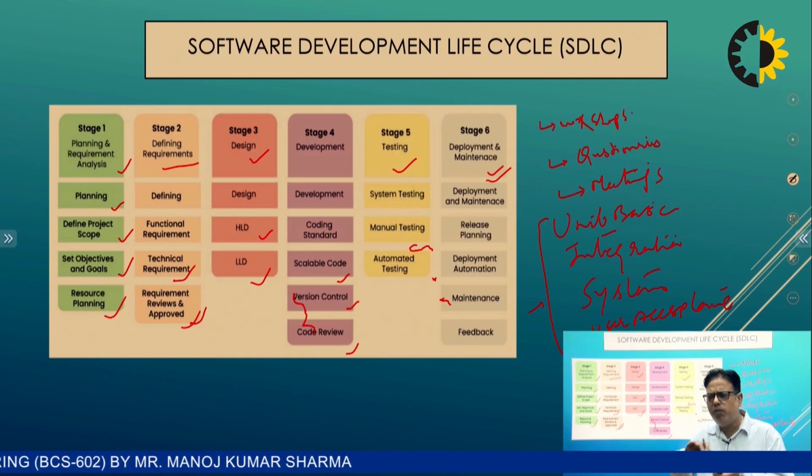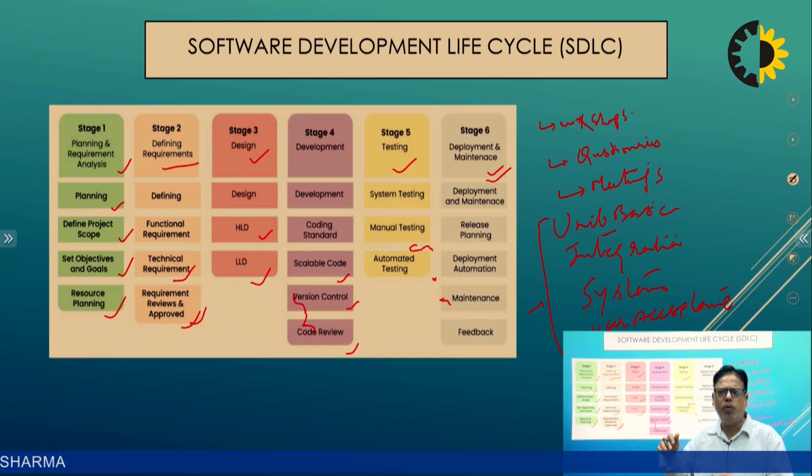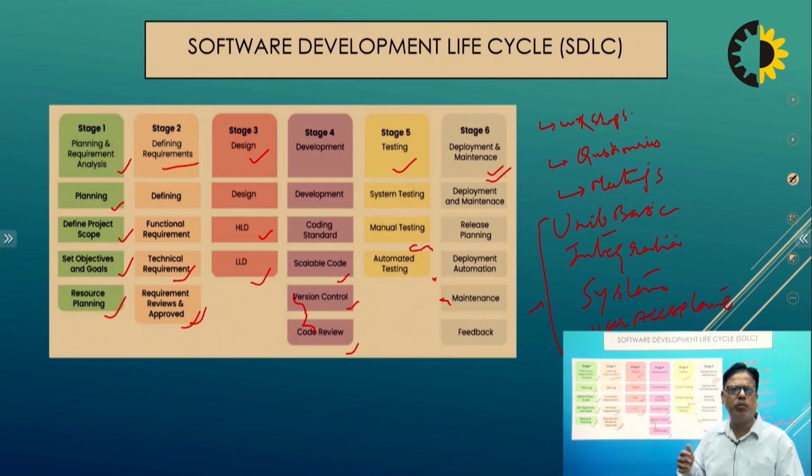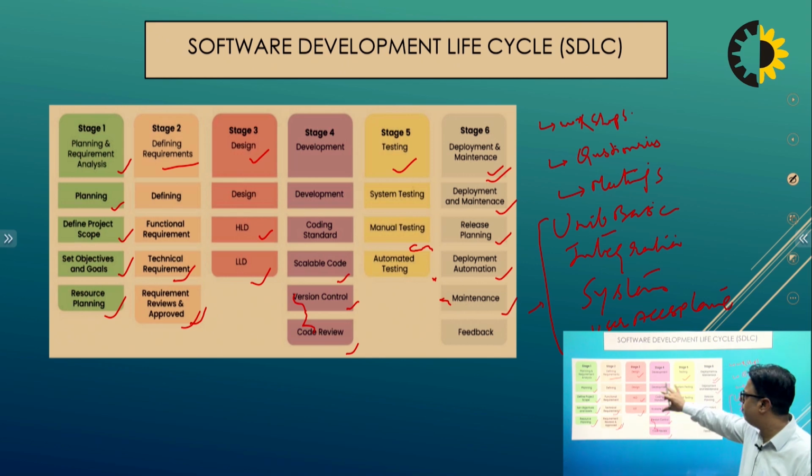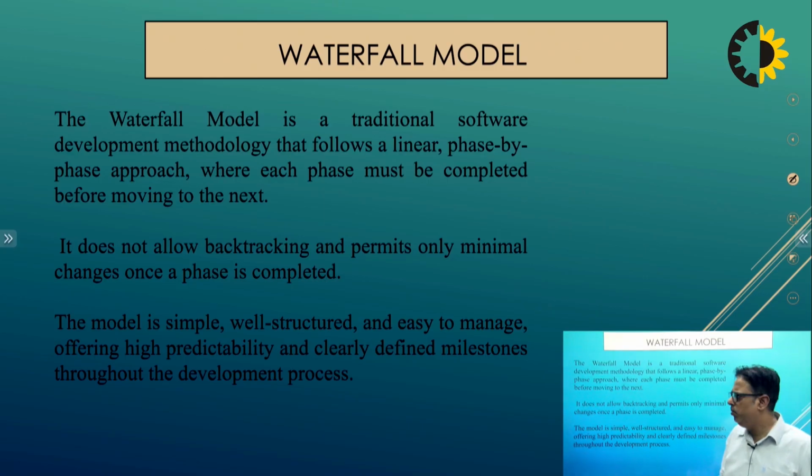And the last stage and phase is deployment and maintenance. After completion of all the designing, development and coding, we need to deploy the product and software in the market, and after deployment, the maintenance process will start. So deployment and maintenance covers release planning, deployment automation, maintenance and feedback. This is the main framework structure provided by the software development life cycle.